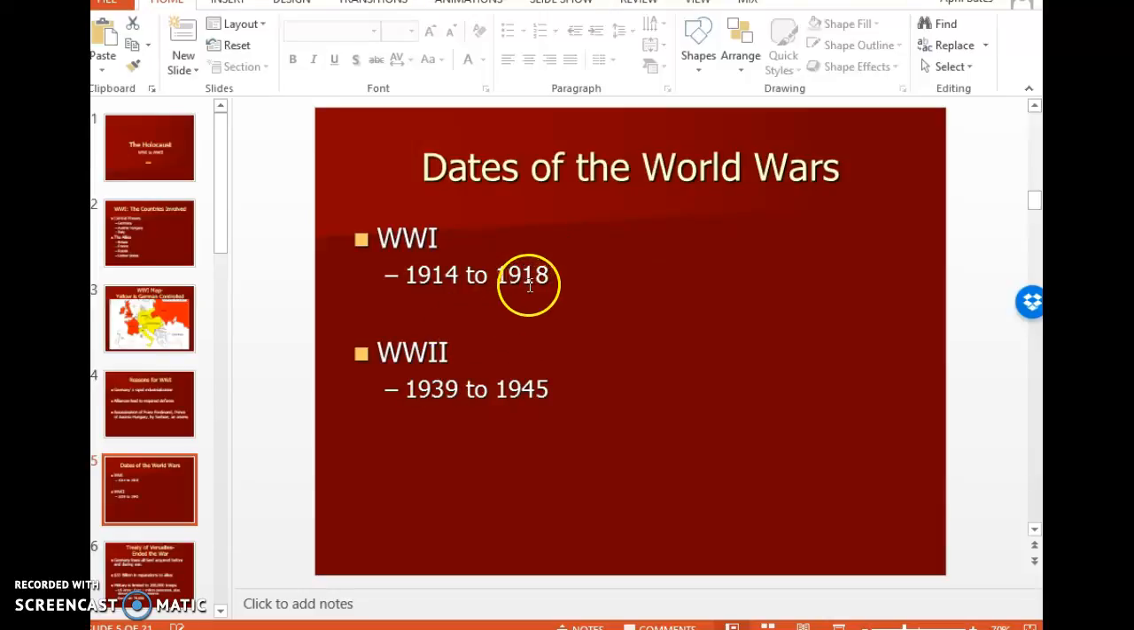World War Two did not start until 1939. So we had a good number of years in between. And years of peace are good and everything, but it wasn't so great for Germany.